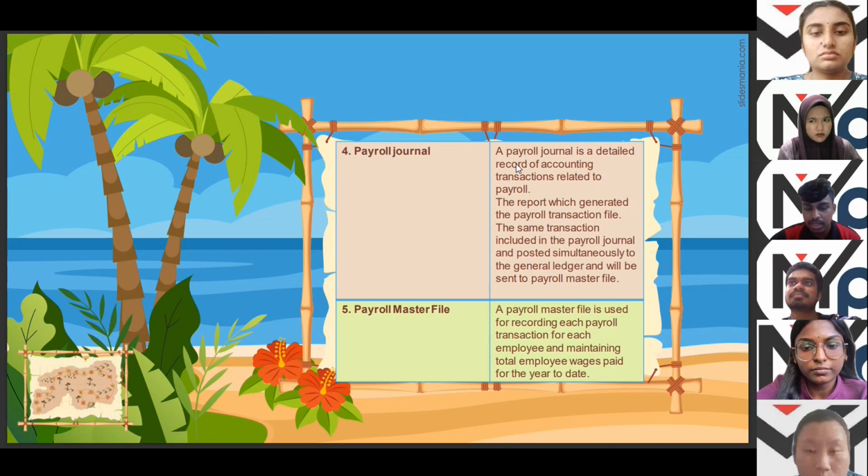Record their payroll transactions directly to this. But larger companies will find that the sheer volume of transactions will clog the general ledger. That's all from me. Now my group member will continue. Thank you.